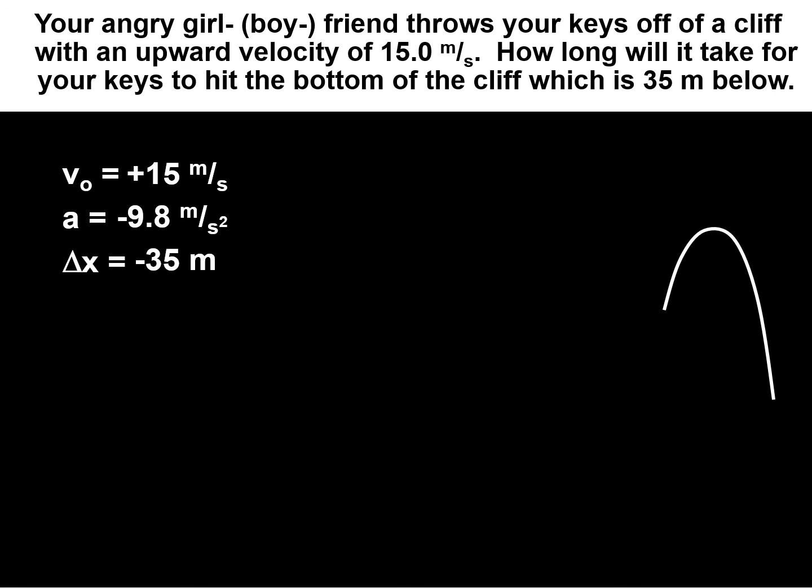Now if you think about this, the keys are going to go up and then come back down. So we end lower than where we started. If we do final minus initial, that's 0 minus 35, that gives us negative 35 for our displacement. And time is what we're going to be looking for.